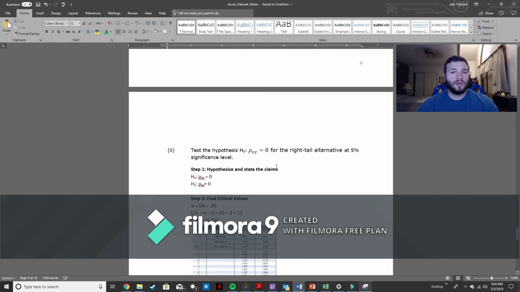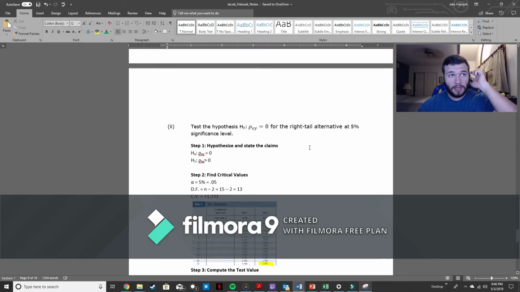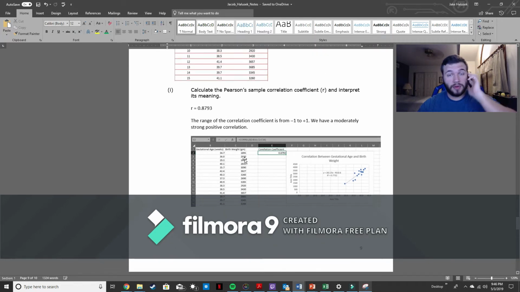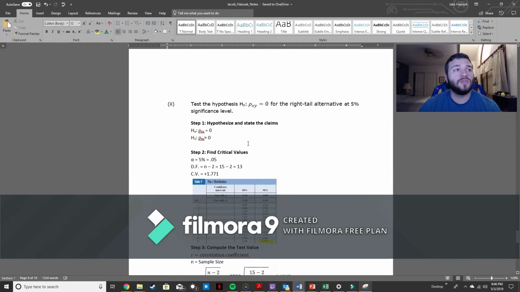Moving on to part 2 of question 4. We were told to test the hypothesis that rho would be equal to 0, meaning no straight line correlation between the gestational ages and the birth weight. Step 1 is to hypothesize and state the claims. Our null hypothesis is that rho equals 0, and our alternate hypothesis is that rho is greater than 0.